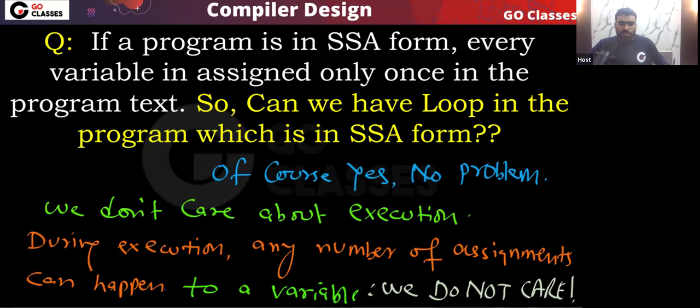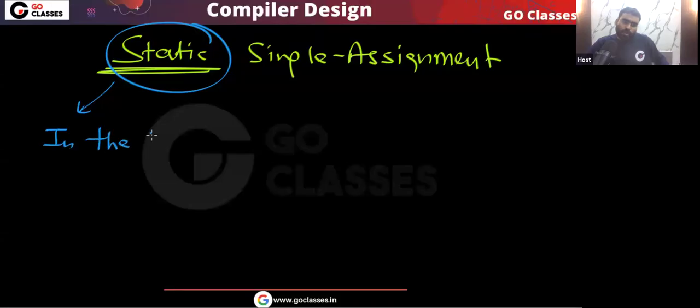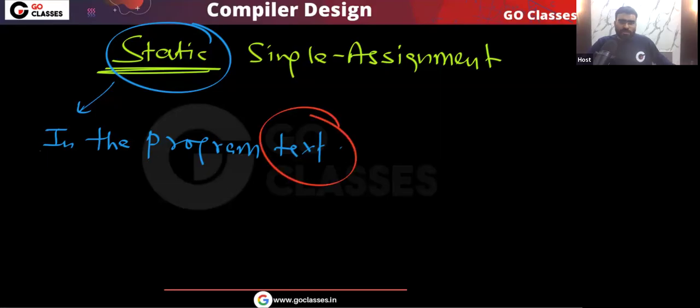Is this point clear? Again I am telling you, static. The name is static single assignment. Do you need more explanation of this word static? Static means in the program text. Don't think about execution, just think about program text. Forget about execution. We do not care about execution.